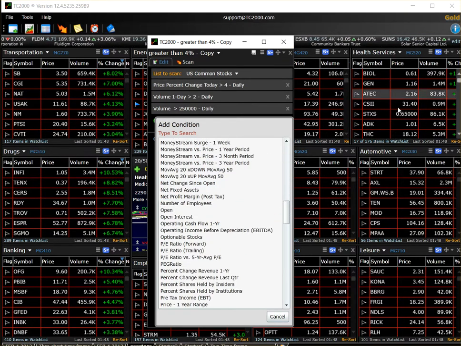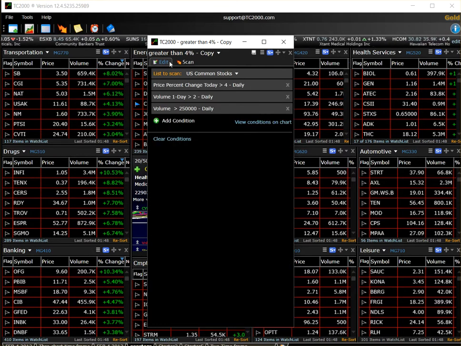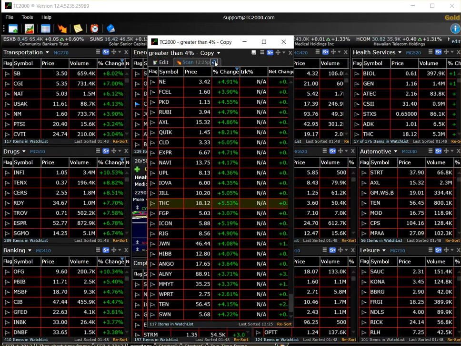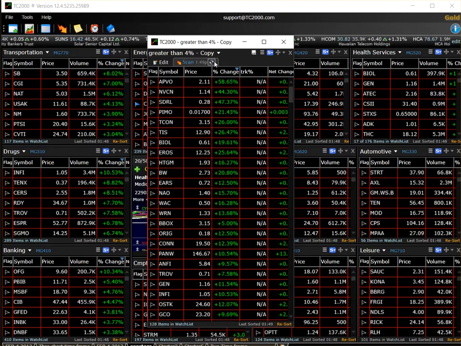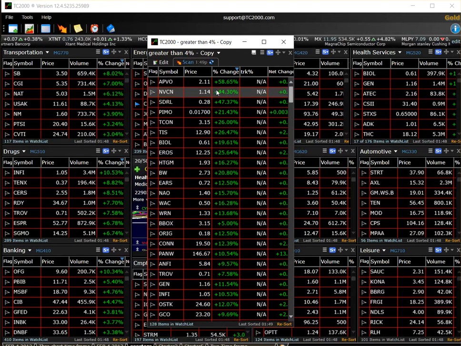You can set up other scans like out of the upper Bollinger Band. You could set up specific moving average crosses, all kinds of different stuff that you can set up, different scans that you can create. And then once you have that created, let me cancel that. Once you have that created, all you do is you go here to this little tab, you hit scan, and it goes through, and I think 5,000 or 6,000 stocks, and shows you all the stocks that have moved for the day 4% or more.